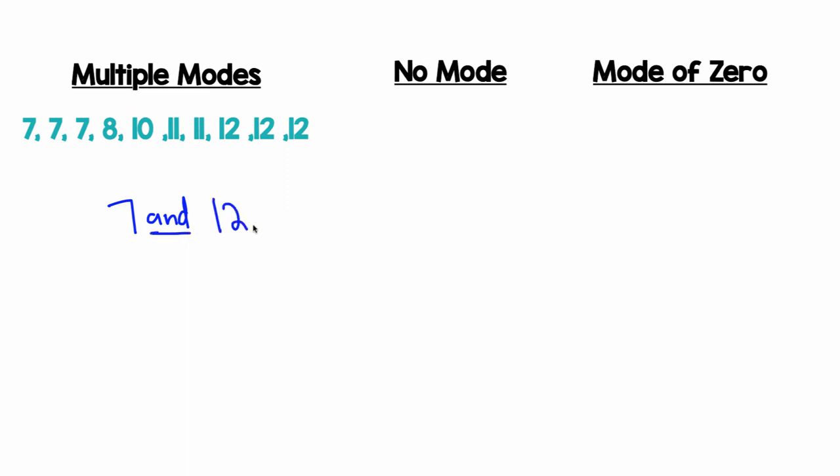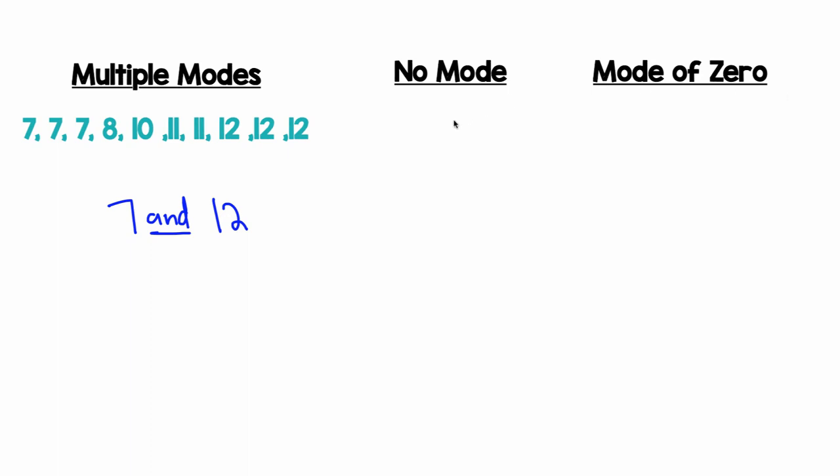There are 3 situations we need to be aware of. The first one is multiple modes. So for instance, I have a set of numbers here. I've already put it in order from least to greatest. As I'm looking through, I see I have 3 7s, 2 11s, and 3 12s. So the numbers that show up 3 times are the most. So there's actually going to be more than one mode. It's going to be 7 and 12. So in this situation, you actually have 2.